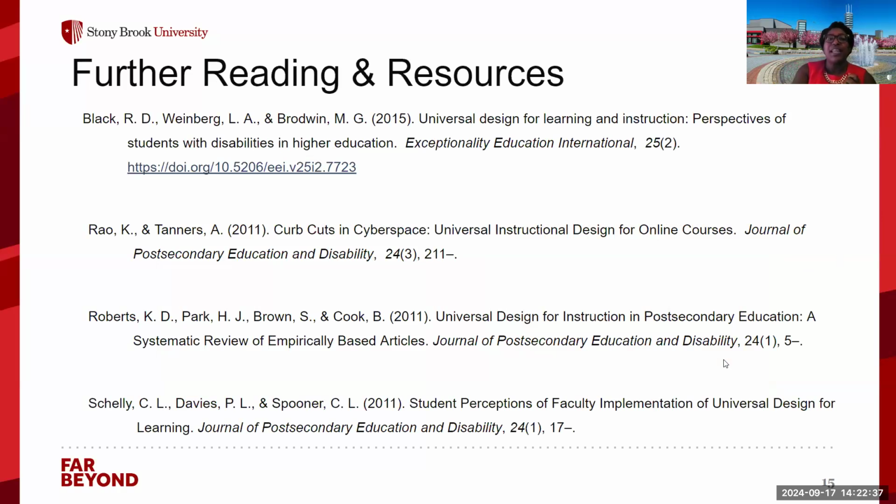All right, so we have some further reading here, and I like these four because they give you a student voice. In the first one, there are perspectives from students with disabilities in higher education. So they're literally telling you this is what works, this is what hasn't worked, and you're getting firsthand explanations from them. We have universal instructional design for online courses, because that's a little bit different than doing it in person. We have empirically based articles in the third one, so there is definitely research behind all of this. And then the last one is, once again, student perceptions of faculty implementations of UDL. So once again, you're getting student input on what works and what doesn't.